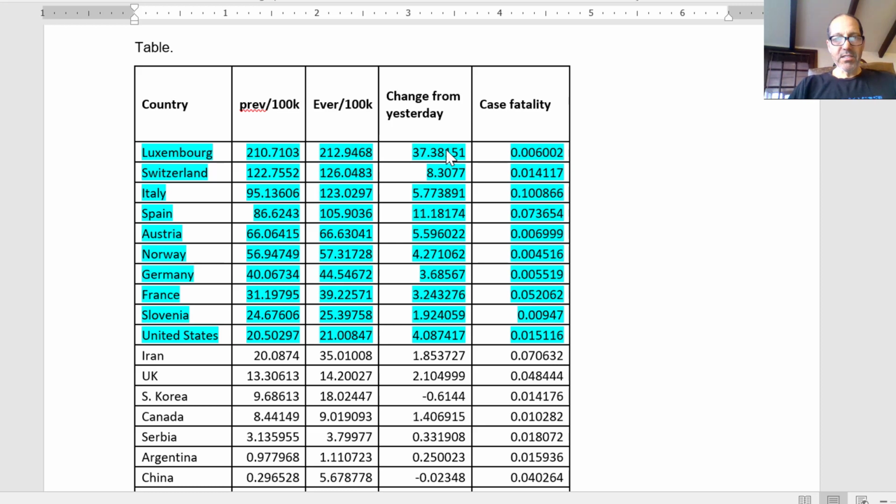In terms of increases from yesterday, there is a big increase in Luxembourg. It seems like their increases are lower in other places. Let's look at China. China has a decrease from yesterday, as I believe does South Korea. And case fatality, we'll look at that in a different chart.